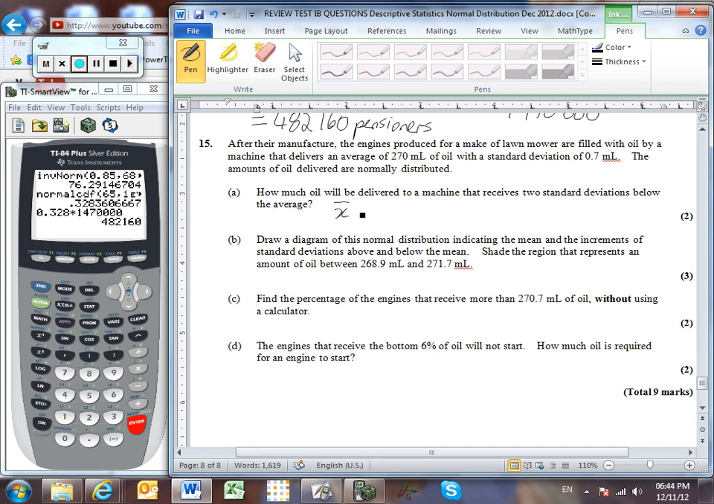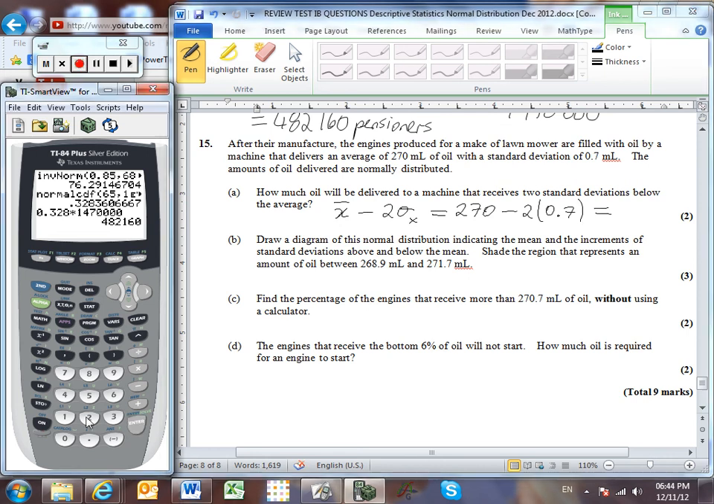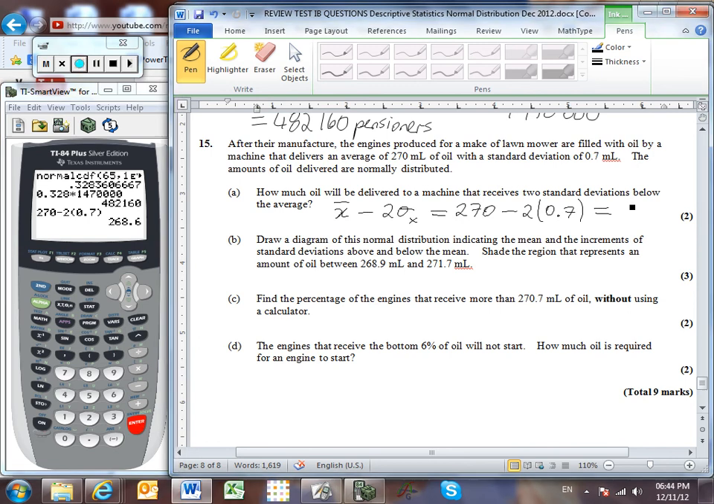So here's our mean, and let's do 2 standard deviations below. We'll subtract 2 of the standard deviations. So that's going to be 270 minus 2 of the standard deviations. Our calculator tells us 270 minus 2 times 0.7, and that means that we've got 268.6. And I should put in my units, which is milliliters. That's how much oil is 2 standard deviations below the average.